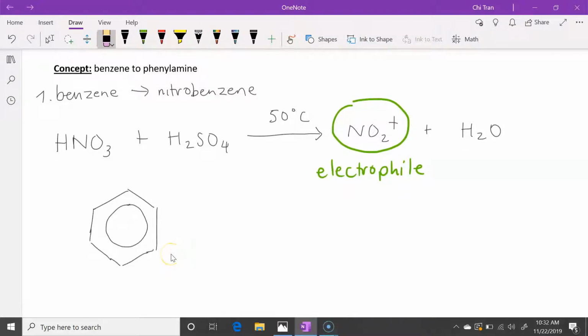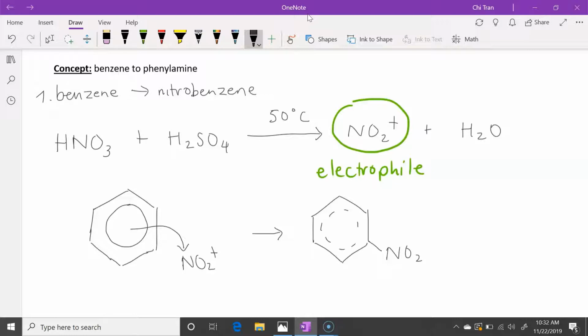Here's a benzene molecule, and then we have NO2+, and the positive will be attracted to the electrons in the ring of benzene, and a pair of electrons in the ring will be given to NO2+ and form a bond between carbon and nitrogen. And so now the ring loses its aromaticity, so it's like stability, so it becomes positive, and it's shown by the broken ring, like so.